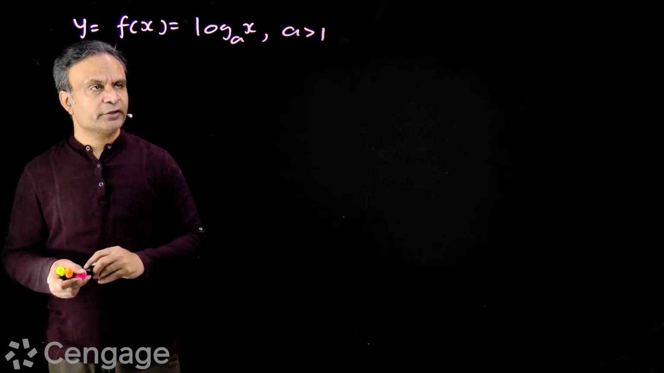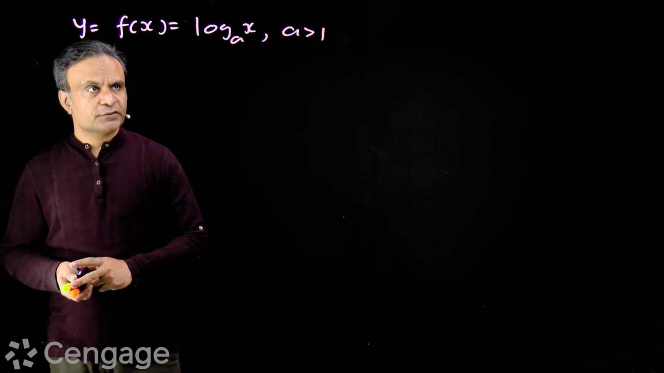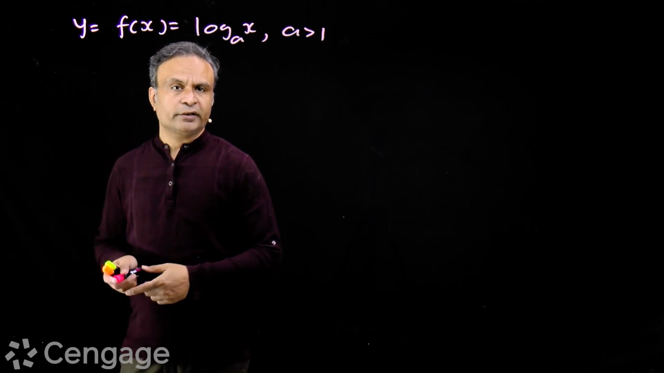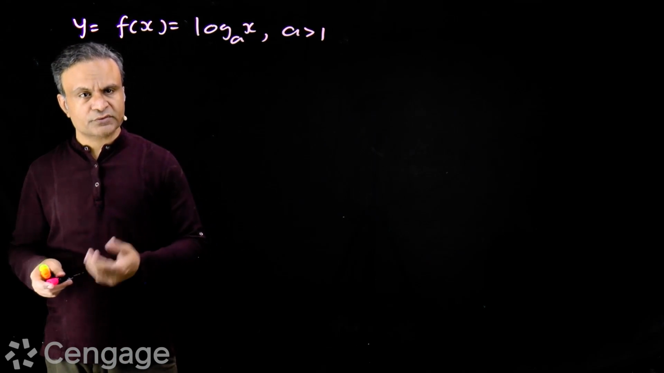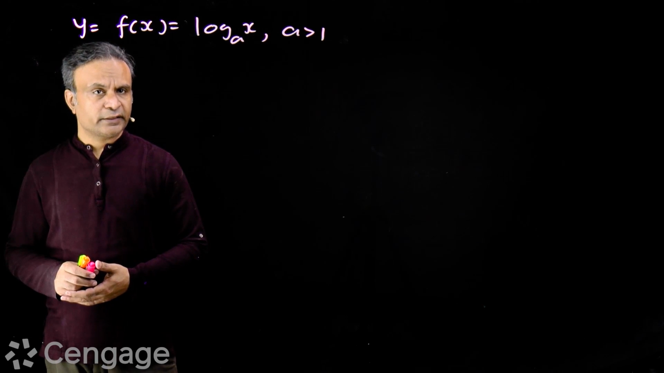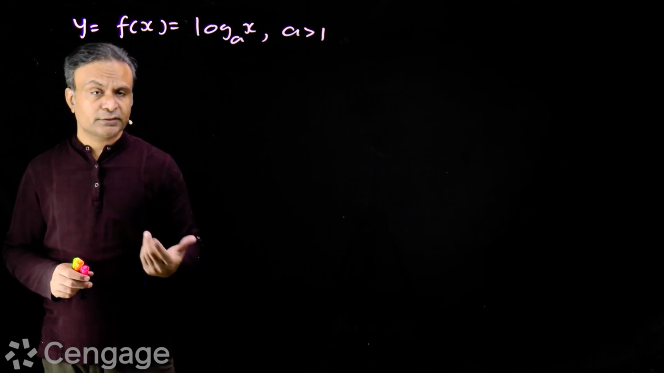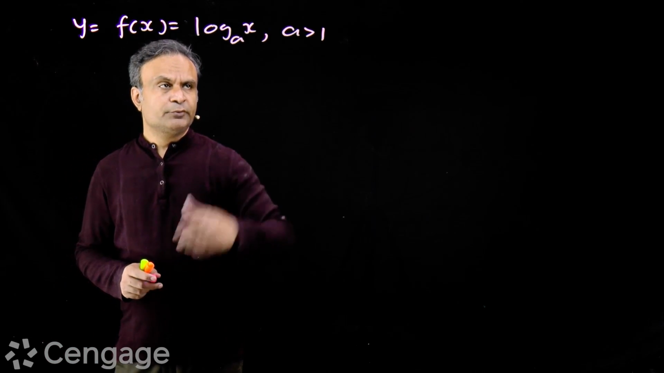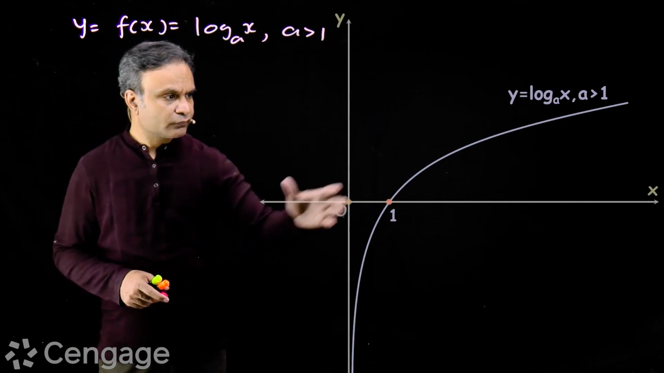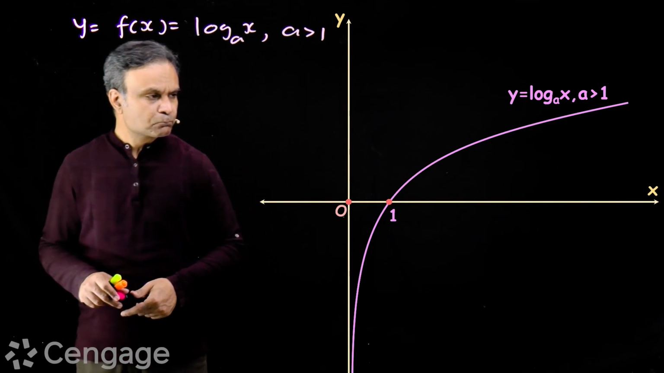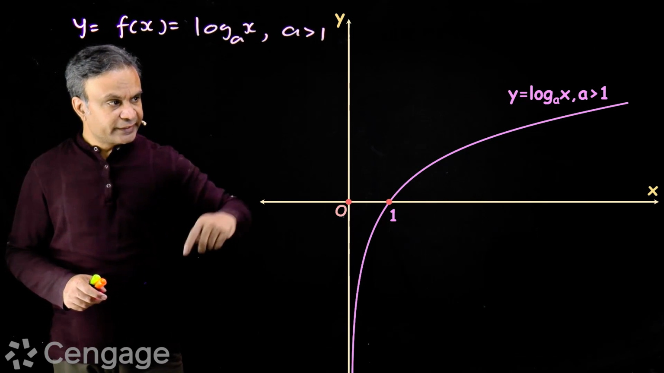We know the base of logarithm is positive and not equal to 1. So we have two possibilities for the base. Either a is more than 1 or a is less than 1. Suppose a is more than 1, then we will have this graph of log function. It is an increasing function.